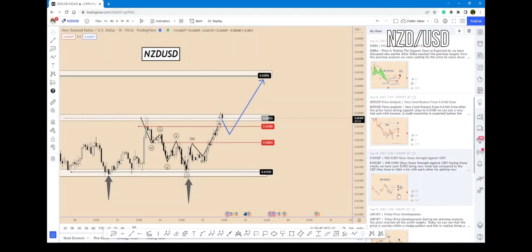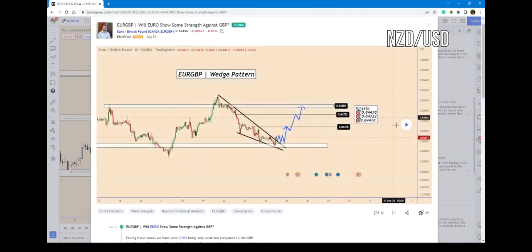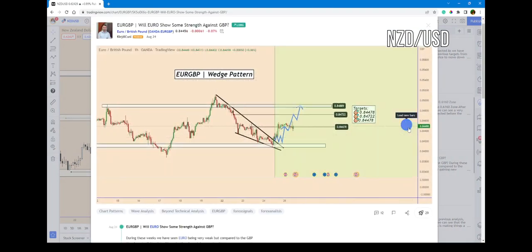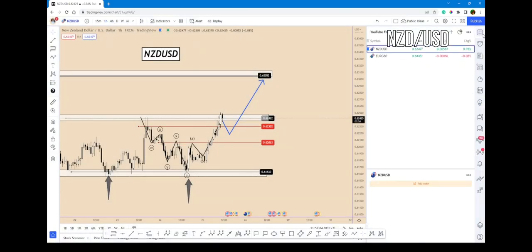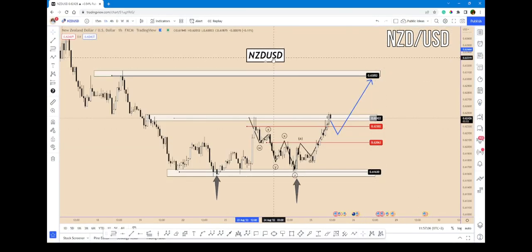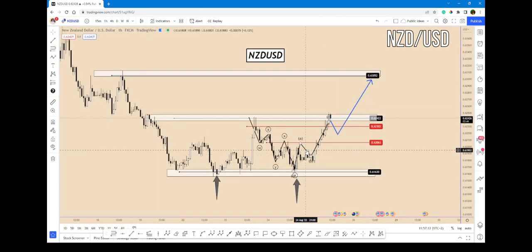And the second one that was shared was EURGBP. Same thing here: after the wedge was completed, we can see the price already reached the first target of the pattern. So let's go on with the first one, and we are going to look at the details. What I have shared on this one, I'm going to delete some of them.